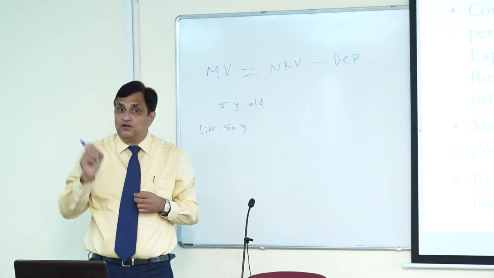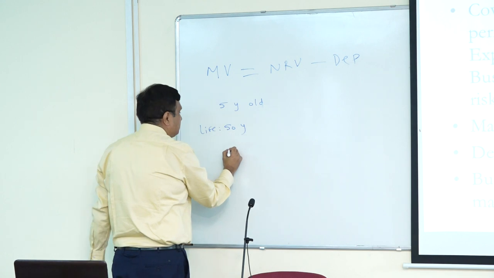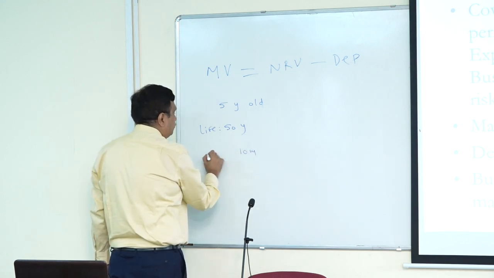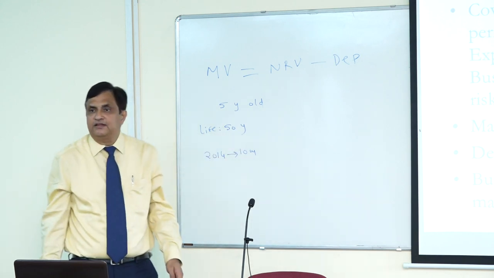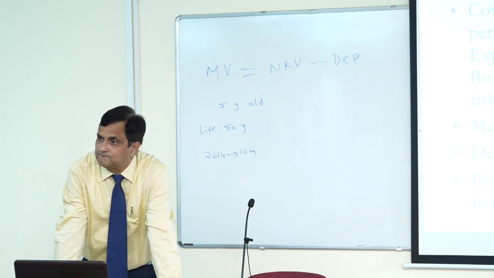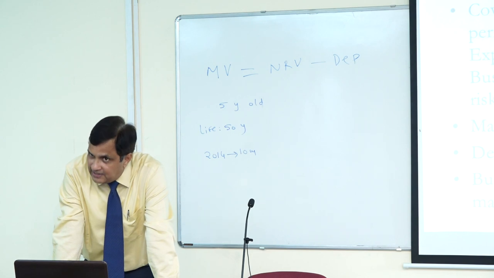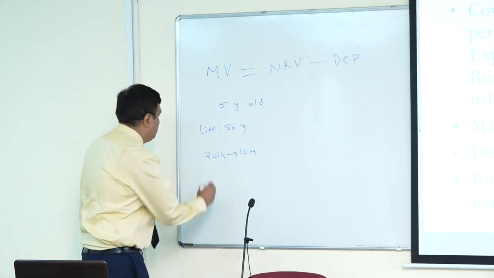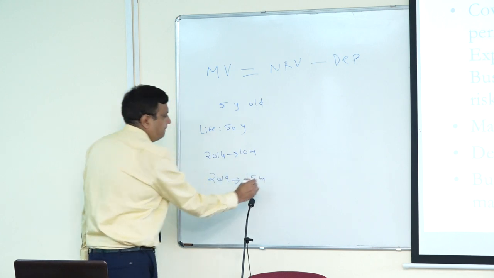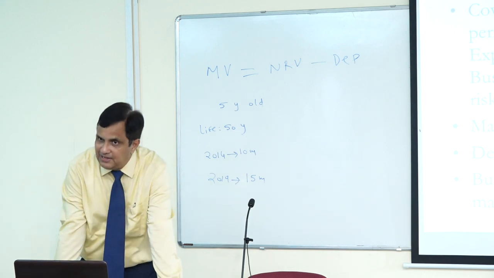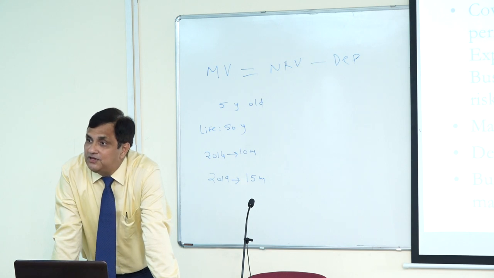This building, 5 years back, I constructed it for 10 million. That means in 2014, 2015, this building was constructed. It cost me 10 million. Okay? If I have to build the same building today, it costs me 15 million.